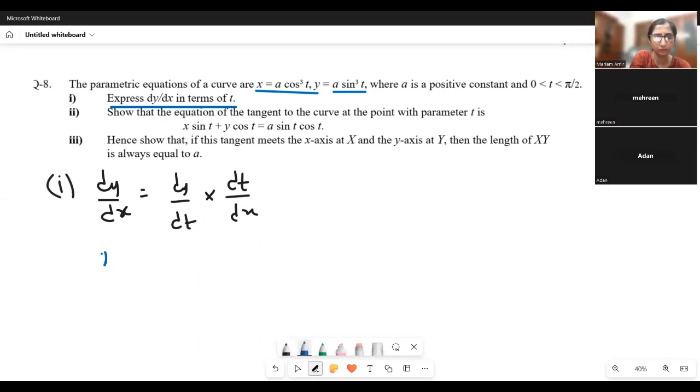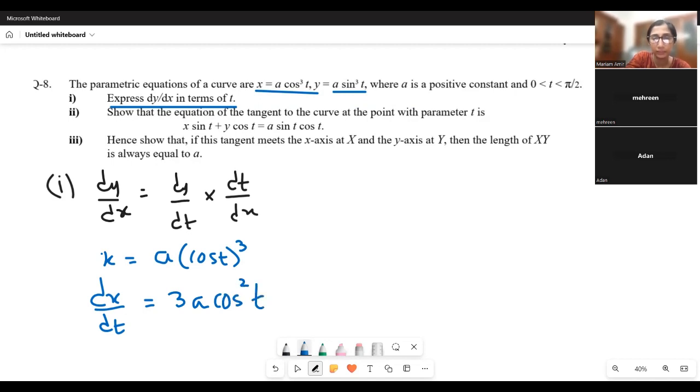So x is a cos cube t, which I'm writing as a (cos t) whole cube. So take dx over dt. A is a constant, so still a. 3 comes down, so 3a cos square t times the derivative of cos t again. The derivative of cos t is minus sine t. So dx over dt comes out to be minus 3a sine t cos square t.